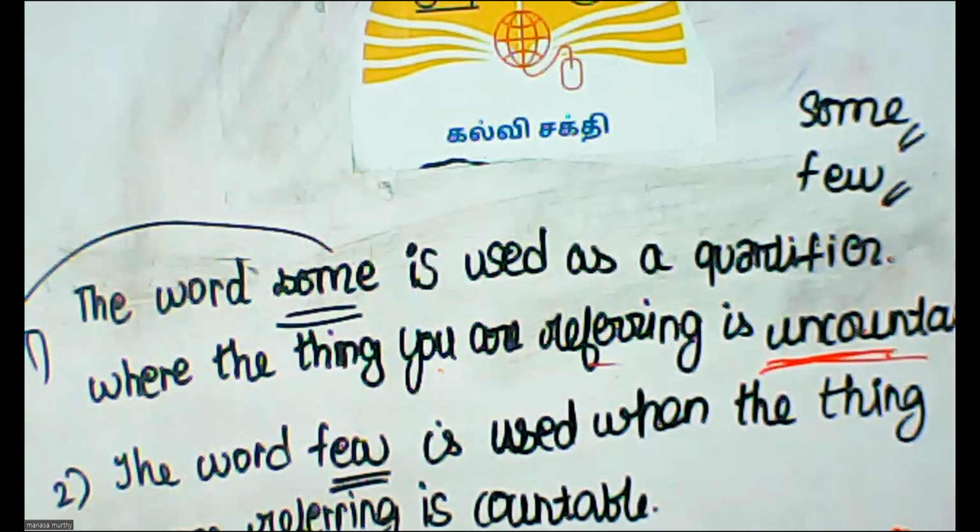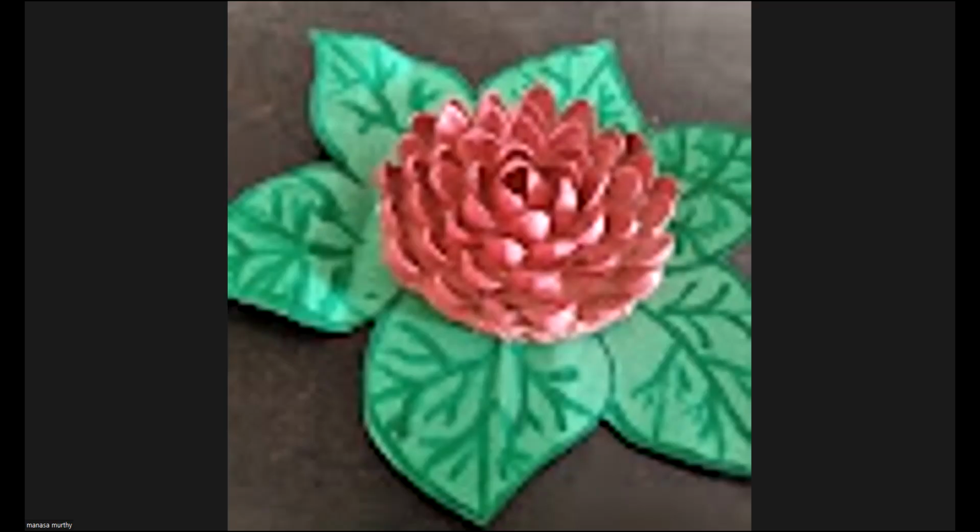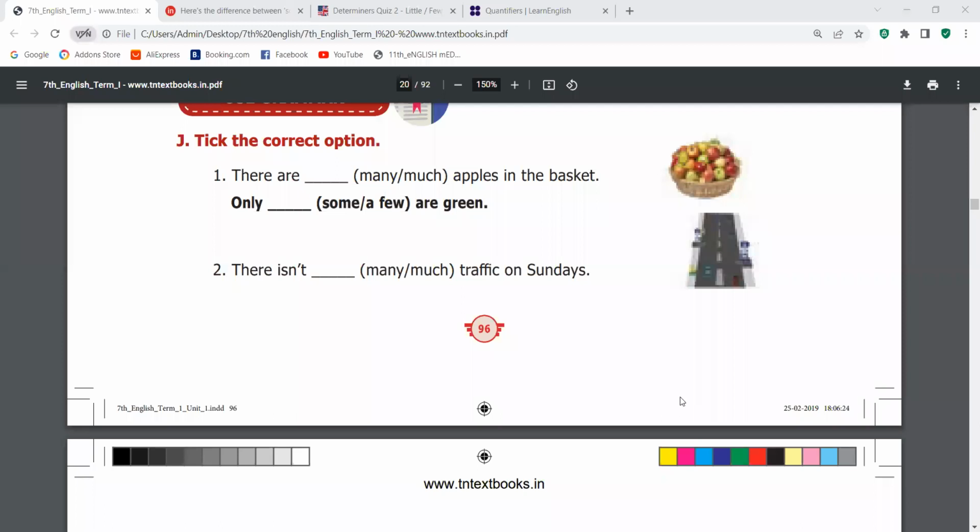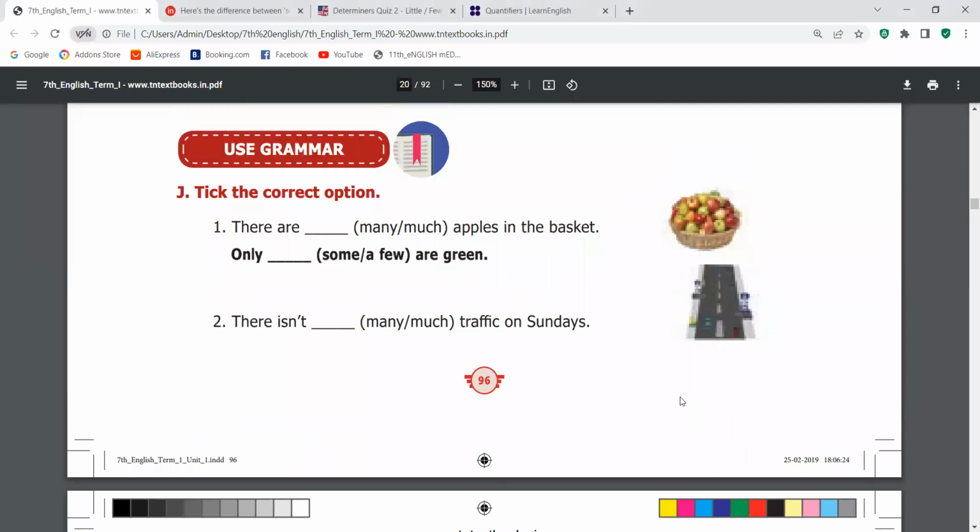In our textbook, a few questions are asked based on these quantifiers. Let us try to answer them. Just a minute, I'll share the screen. There are dash apples in the basket. Only dash are green. There are many apples in the basket. There are much apples in the basket. Which will be the correct option?